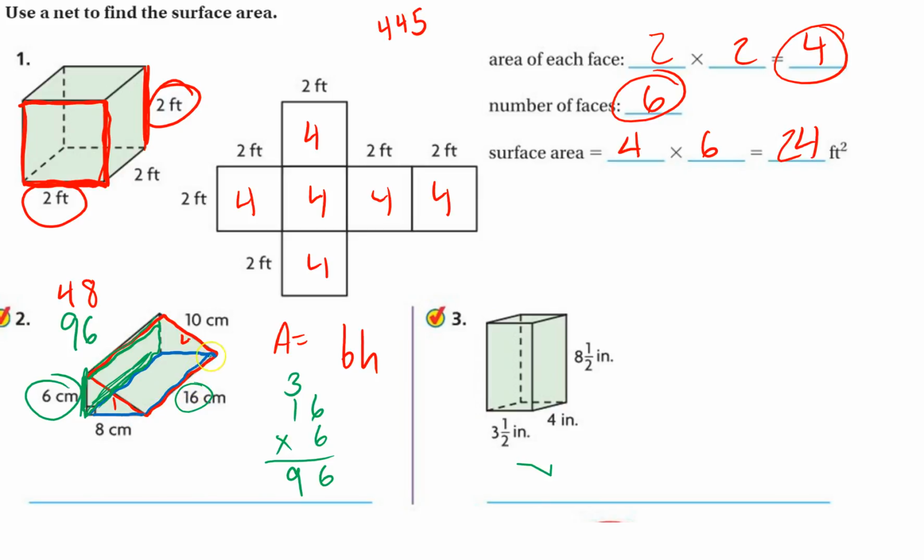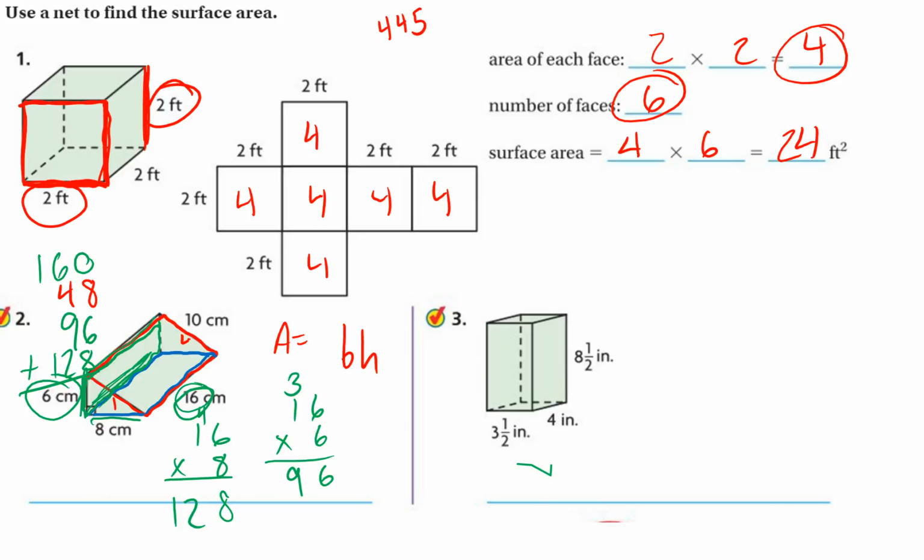For the blue, we have this line, which is still 16, by this line, which is 8. So 16 times 8. 8 times 6 is 48. 8 times 1 is 8, plus the 4 up there is 12. So that blue one is 128. And then we have the red, which is 16 by 10. Right here, 16 by 10, which is 160.